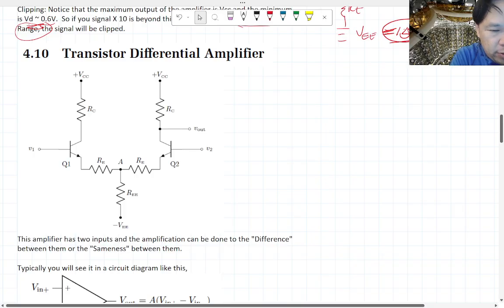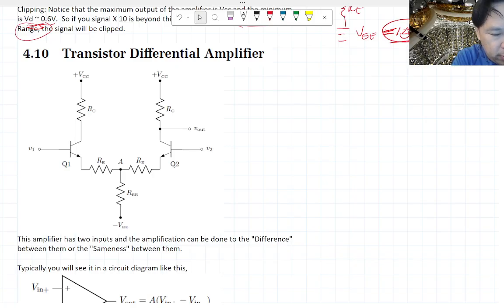Let's talk about the transistor type of differential amplifier. I'm going to go through this much quicker. We're not going to have a chance to build this in the lab because it's really hard to see the effect, but it's an important amplifier for you to know, because oftentimes this is the amplifier that people actually use as opposed to the common emitter amplifier.